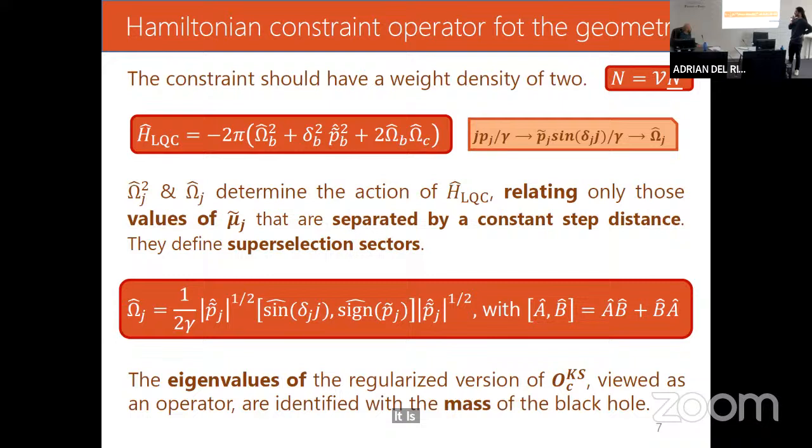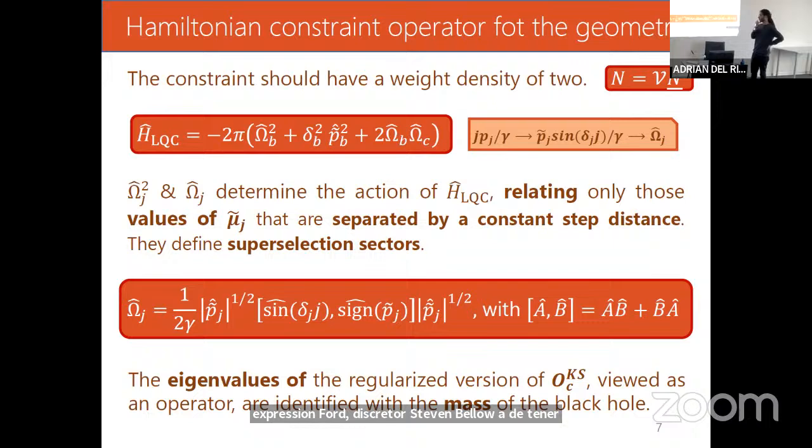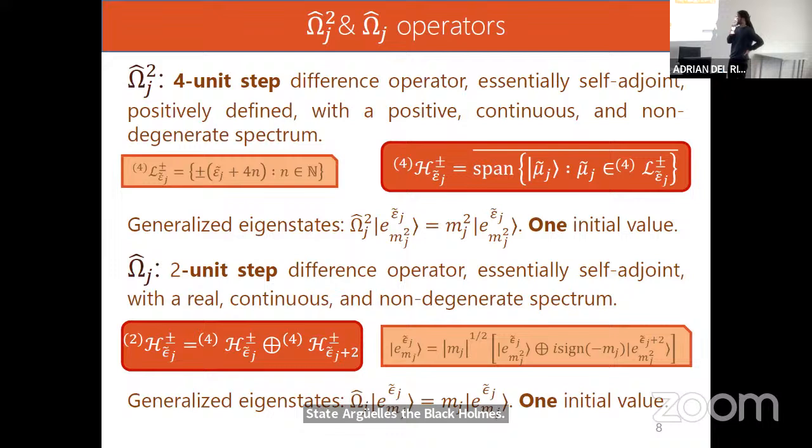It's important to note that these operators only relate those values of mu_j tilde which are separated by a constant step distance. So in that sense, the Hamiltonian superselects sectors. The expression for this operator is given below, and the term O_C with the regularization, and B, as an operator, its eigenstates are going to be identified with the black hole mass. Some properties of these operators, to have a better understanding of the Hamiltonian, are the following.